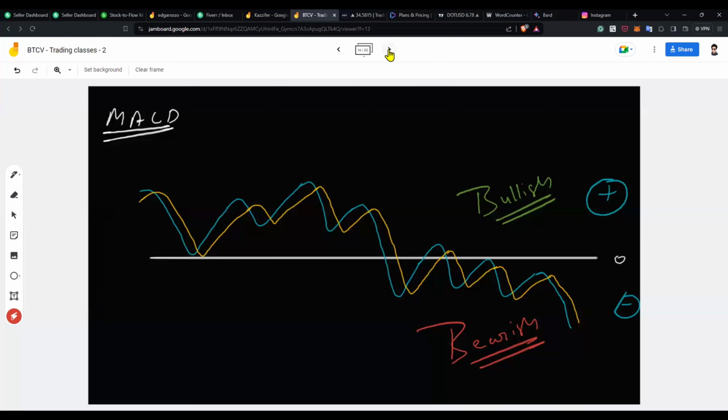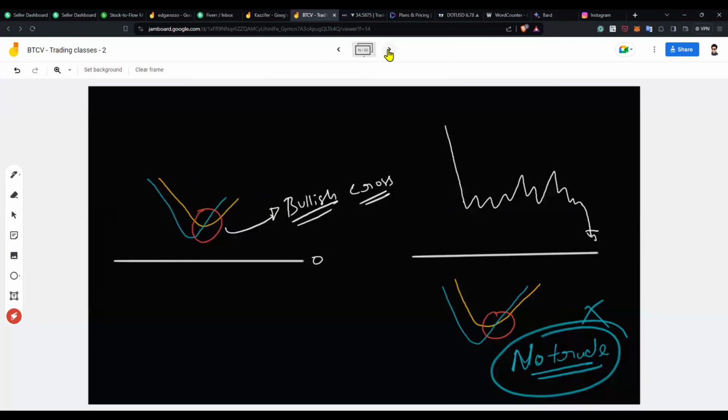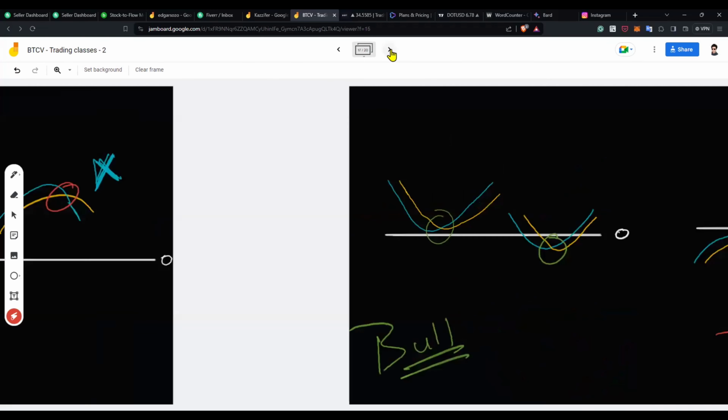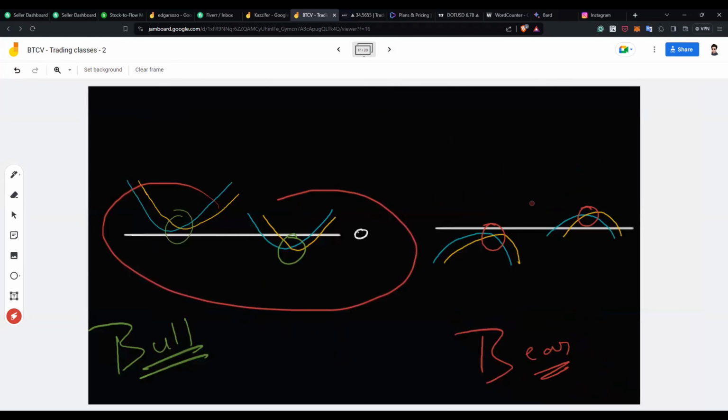In the previous class, we discussed about MACD, and in this class also, I gave you an example of it. Okay, how we can use it in a bullish area. If you get a bullish sign, great. Of course, a bullish sign in a negative area, no trade. Okay, and of course, a bearish sign on a bearish area, great. Nothing to be worried about. So this I showed you.